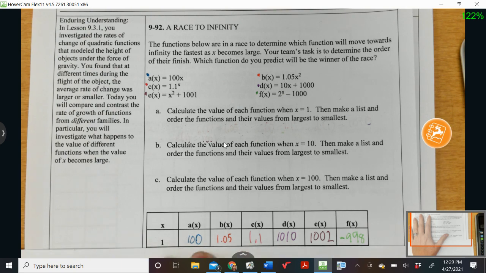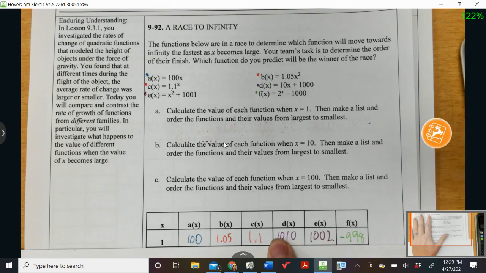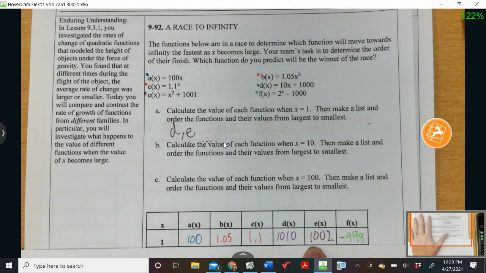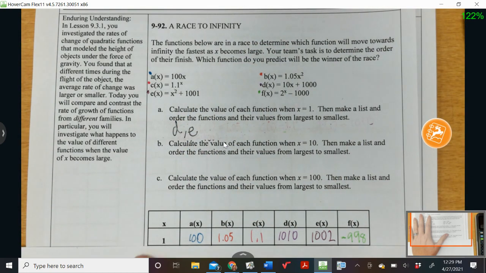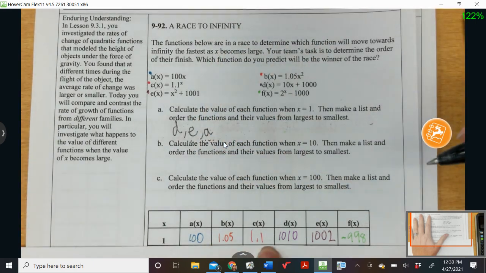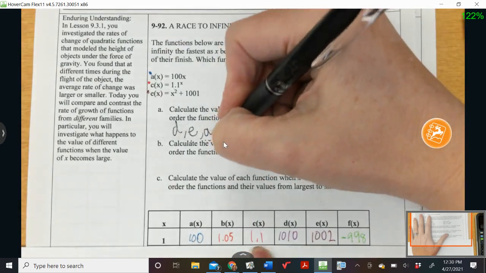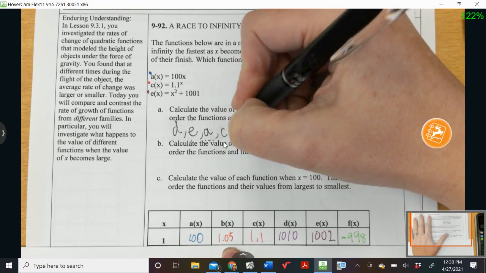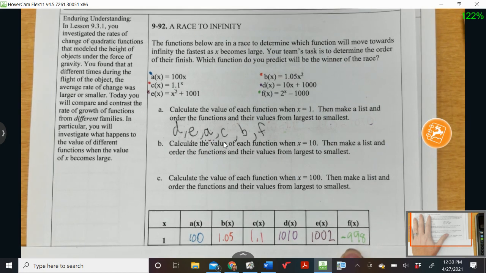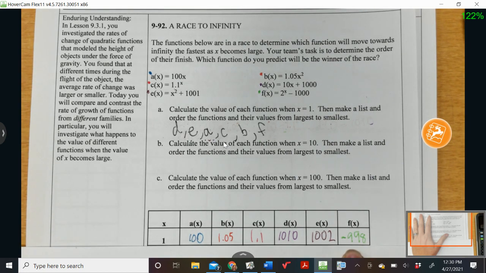So right now we have in the lead d of x. D is in the lead, followed by e. Then comes a next. Then C, then B, and bringing up the rear is F at negative 9,999.